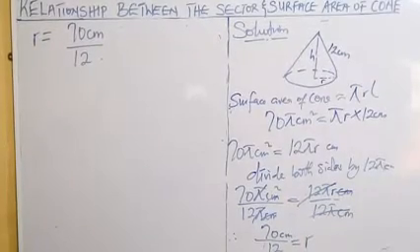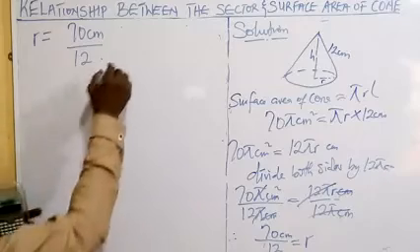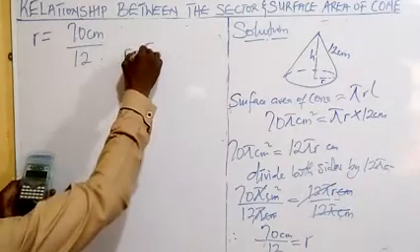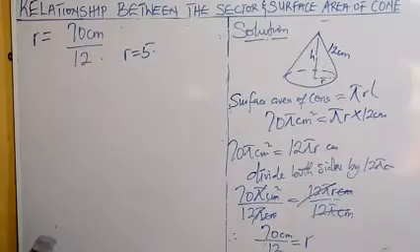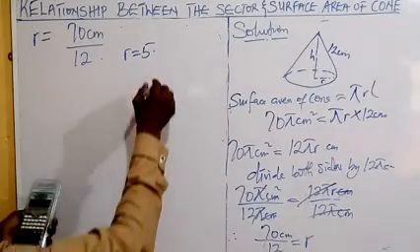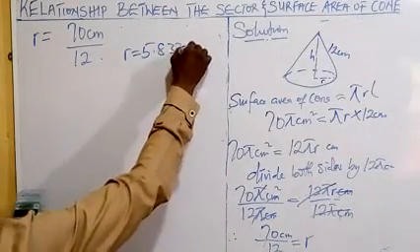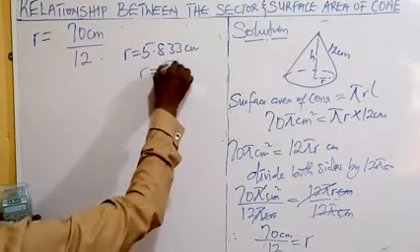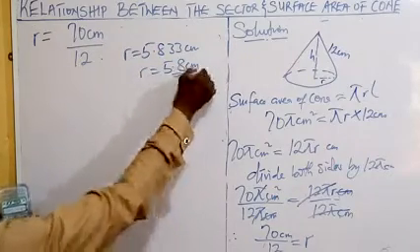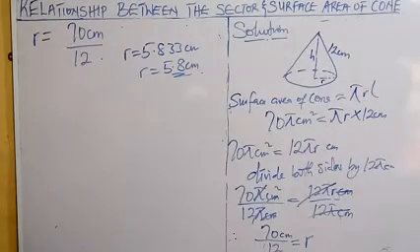So, all right, we have 70 centimeter divided by 12. That gives us what? Therefore, our r equals 5.833 centimeter. So we can leave it as 5.8 centimeter. That's the value of our radius. Now, that's the first question.